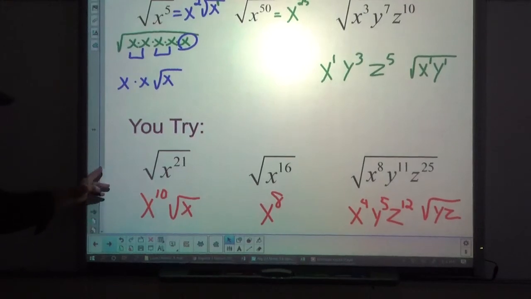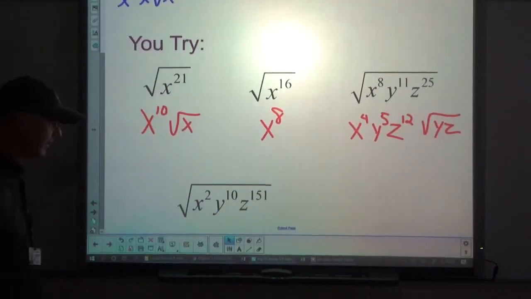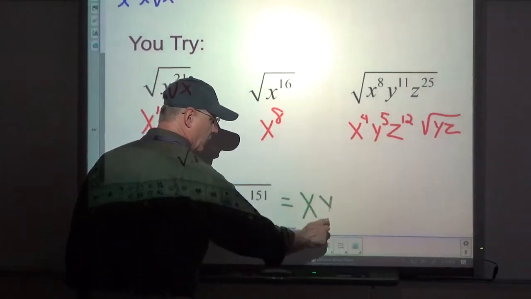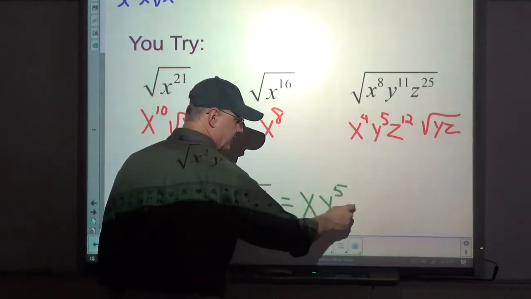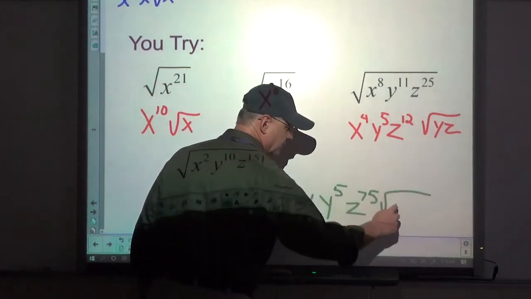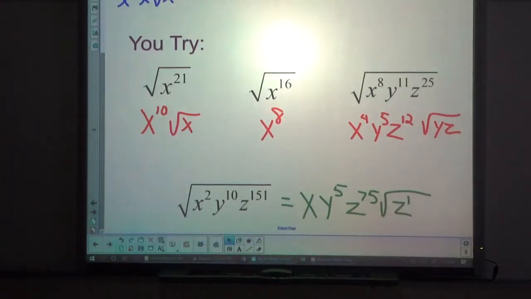Now, if you didn't quite get that, here's another one for you to try. The answer here should be x, y to the 5, z to the 75, and then you're going to have a square root of z to the first. Do you need the 1? No, but you can write it if you choose.